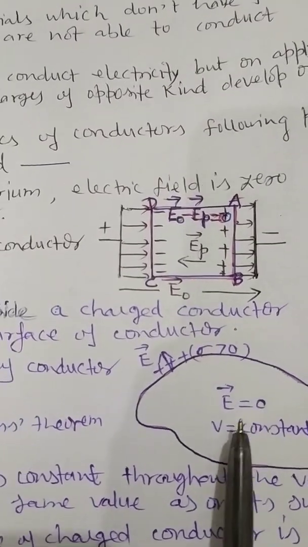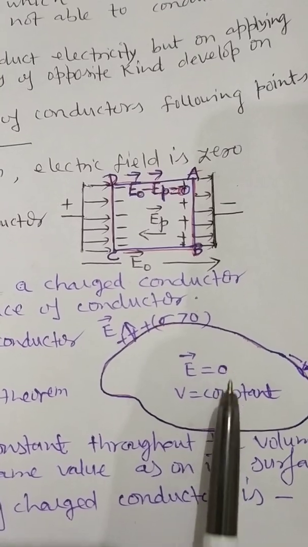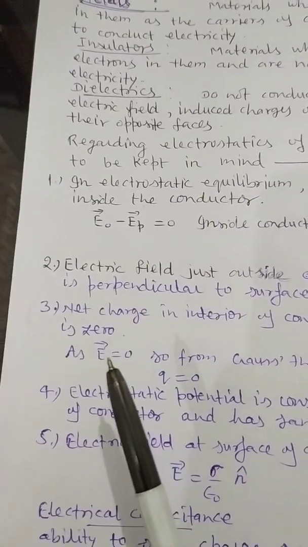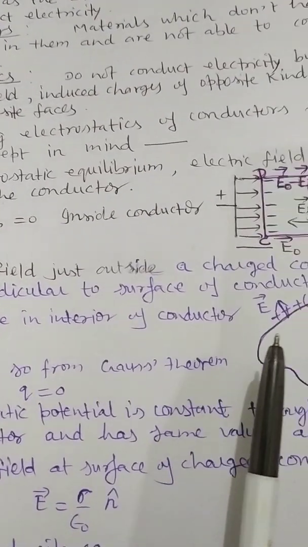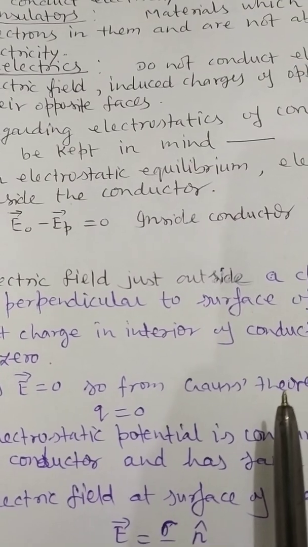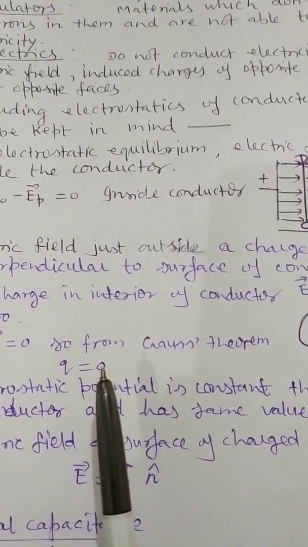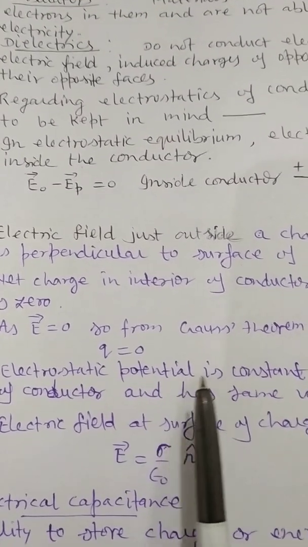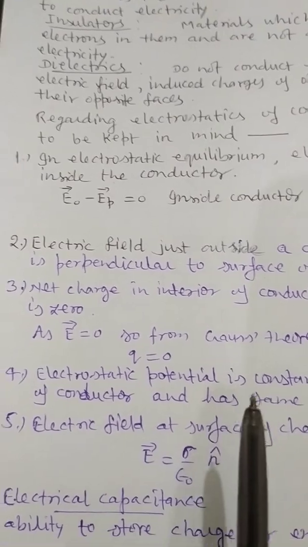Another important thing, that V within the conductor is constant throughout the volume of the conductor, right? And that it is equal to that on the surface of the conductor. So net charge in the interior of the conductor is 0, and as E is equal to 0, so from Gauss's theorem we have Q is equal to 0, that is, charge is not to be within the conductor but it will reside on the surface only. And also we have seen electrostatic potential is constant within the conductor. So V is constant and E is 0 within the conductor.